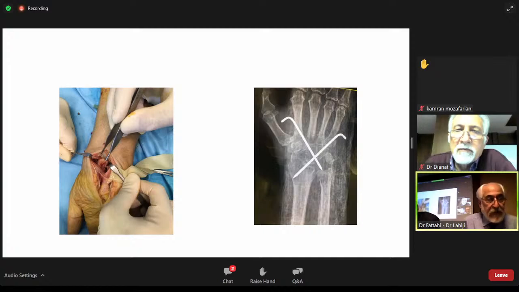For example, in transscaphoid transcapitate injuries, most of the time the proximal part of the capitate has rotated 180 degrees. This is a problem to distinguish and to return to its own place. In my personal experience, closed reduction has no place in perilunate dislocation because you must repair the scapholunate, so with closed reduction it may not be possible.